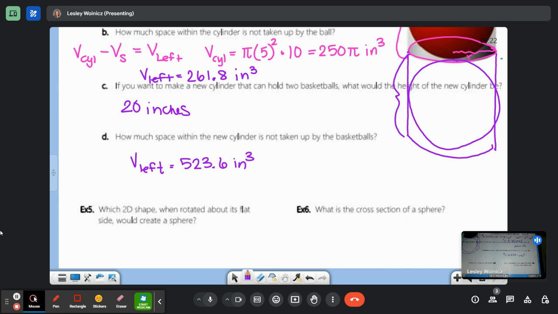Okay. Last one. Which 2-dimensional shape, when rotated about its flat side, would create a sphere? A semicircle. Let's draw a picture.